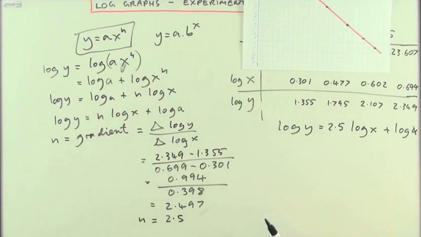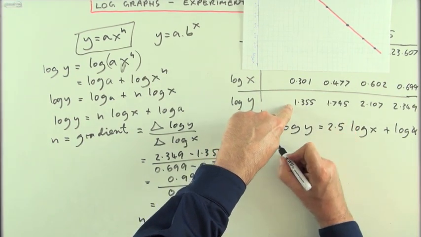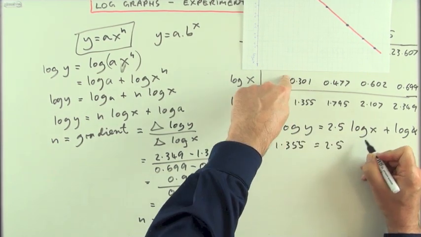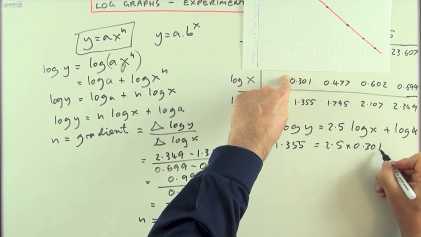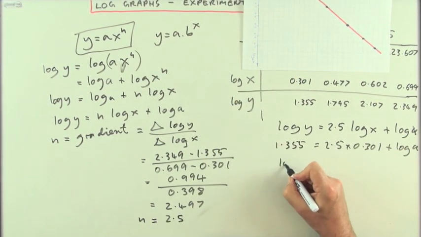So you could put any of those points into it. Say I just put the first one in. When log 10 y is 1.355, log 10 x is 0.301. And then the only unknown is the log a. So I could rearrange that.